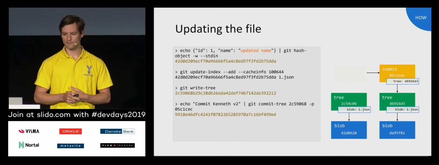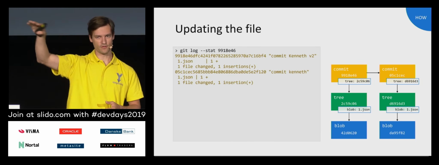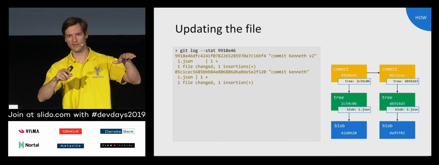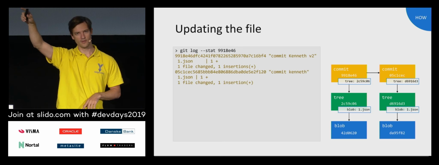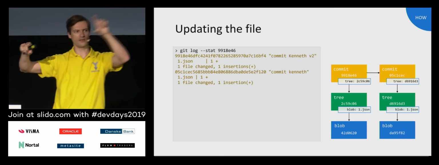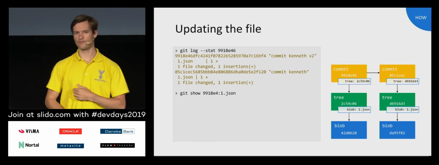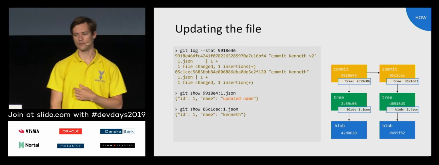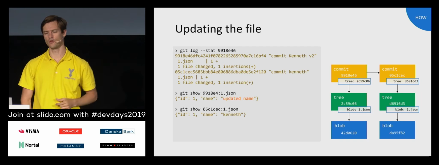Again, I'll write a commit, and now I can do a log, and I can see that at first I had a file, and then it was changed in a later commit. So you can see that the second commit I wrote has a reference to my older one, and that's why Git knows that this was 1.json in that commit and this was 1.json in the other commit. And I can show the file content of 1.json in the new one and in the old one as well. So now I have my two versions of my files, both being able to reference through the commit.